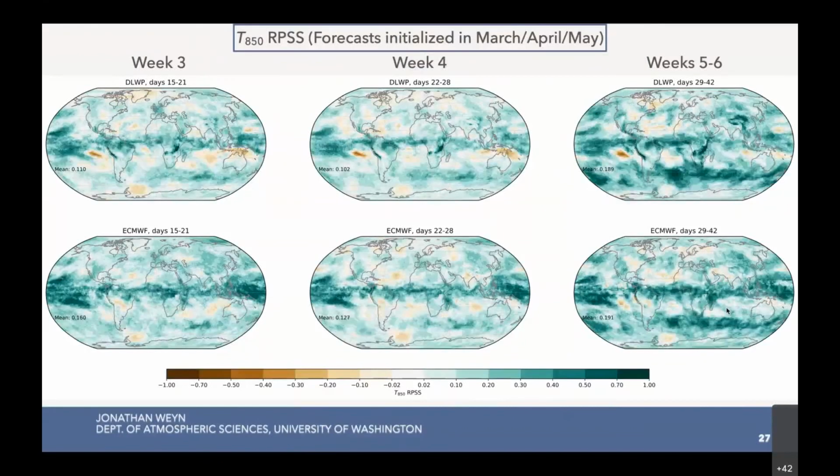If we just look at the season where our DLWP model performs best, this is March, April, May. So here on the global average, essentially the score is the same between DLWP and the ECMWF at weeks 5 to 6. We see high positive skill scores, especially over the Western United States and most of the other landmasses.